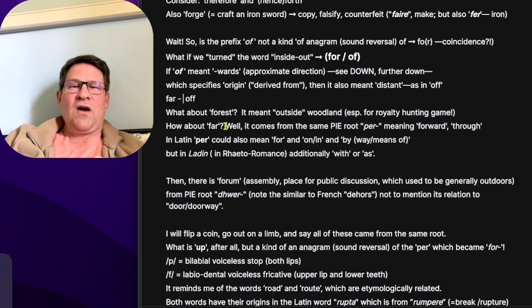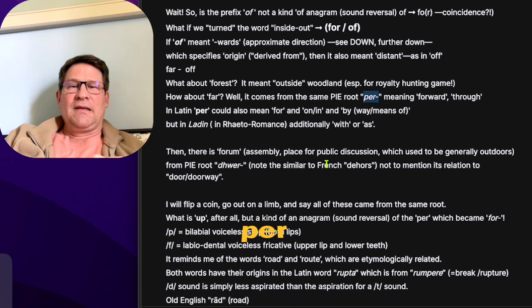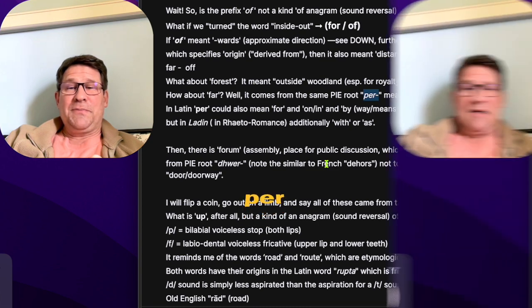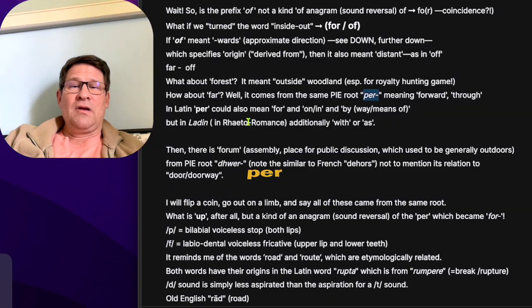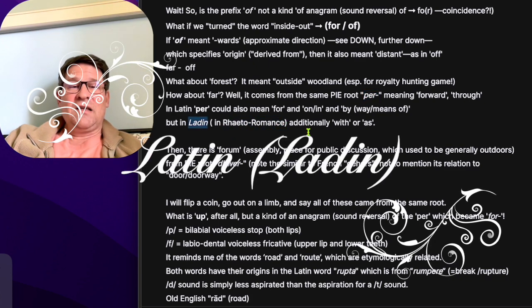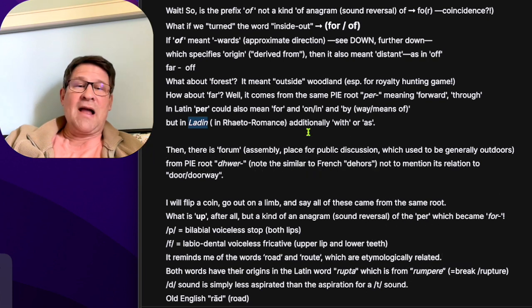But the word far comes from the same root, per, meaning forward, through. So you go through the forest. In Latin, per could also mean for, but also on or in, by, or by means of, by way of. And in Rheto-Romance, or Latin language, it can additionally mean with or as.